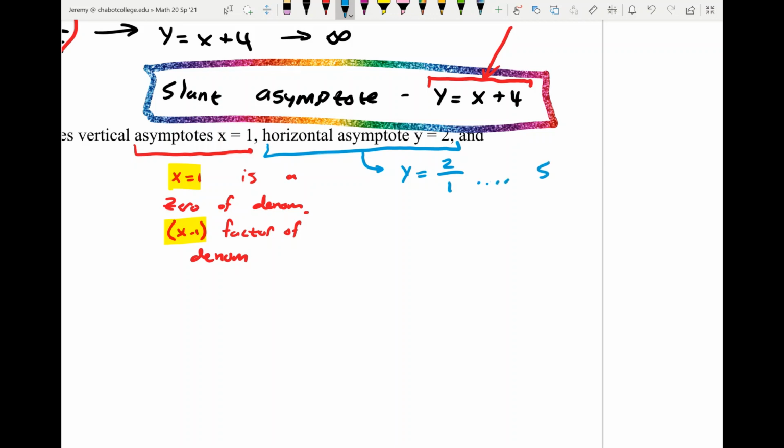So that means that the degree of p is equal to the degree of q, right? And the other thing this tells me is that a sub n over b sub m, or I can actually say b sub n since they're going to be the same degree, so the ratio of the leading coefficients is going to be 2 over 1.